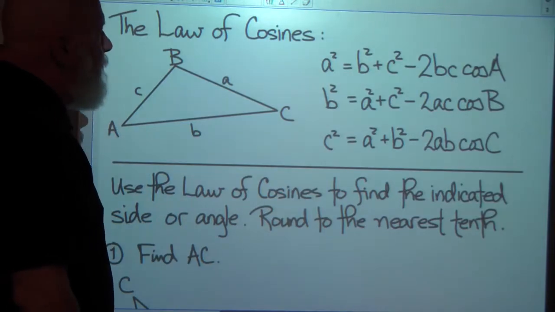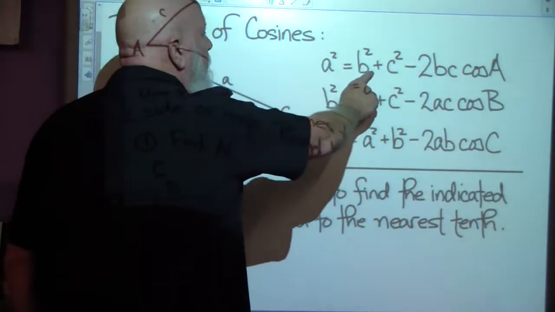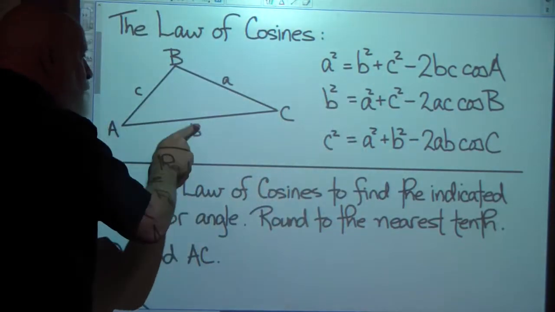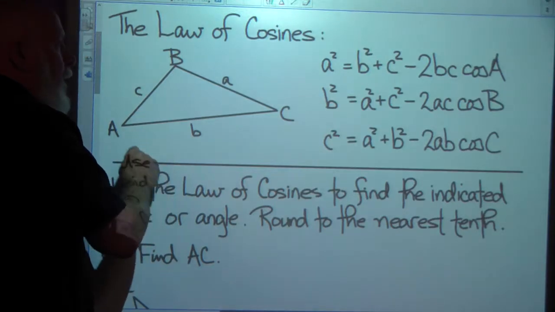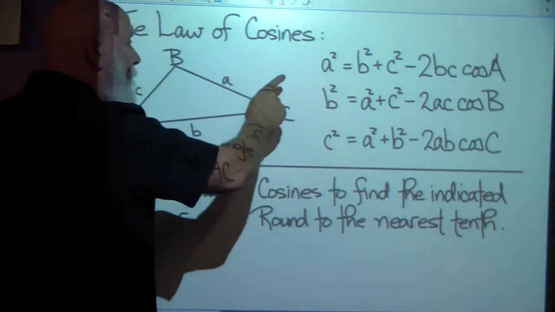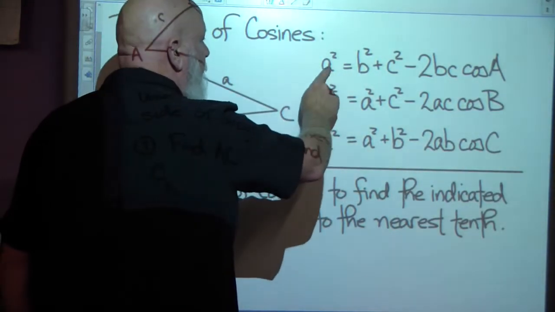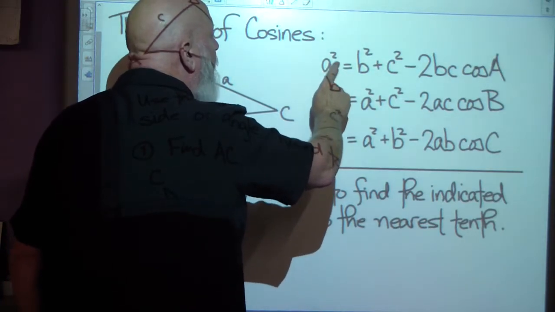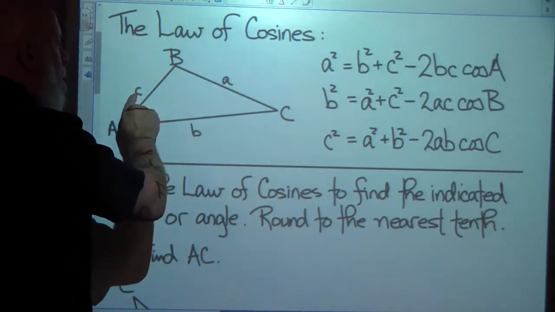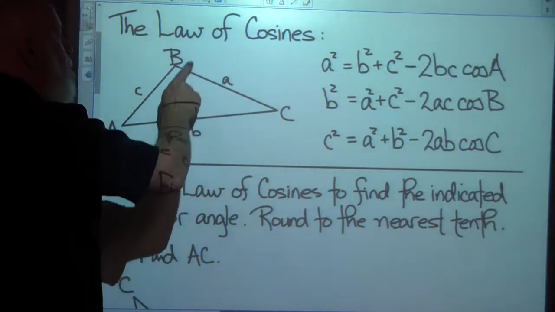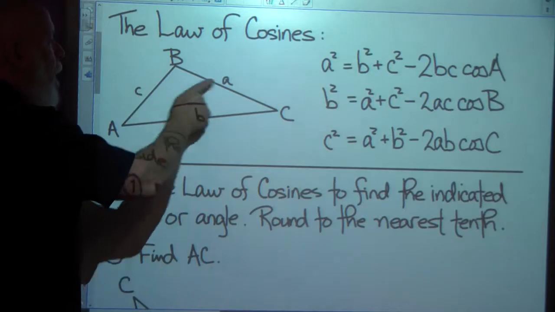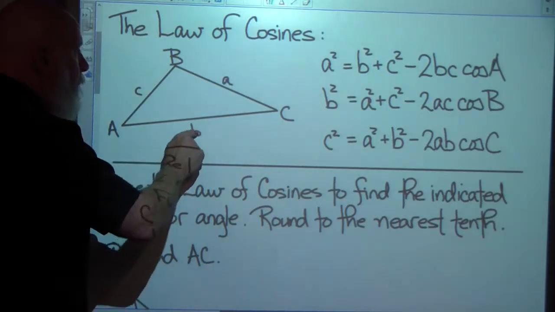Here are relationships that exist. A squared is equal to B squared plus C squared minus 2 times B times C times the cosine of A. This relationship is true, and these two are the exact same relationship, except it's from a different perspective. Here A squared is isolated, here B squared is isolated. B squared is equal to A squared plus C squared minus 2 times A times C times the cosine of B. And lastly, C squared is equal to A squared plus B squared minus 2AB cosine C.